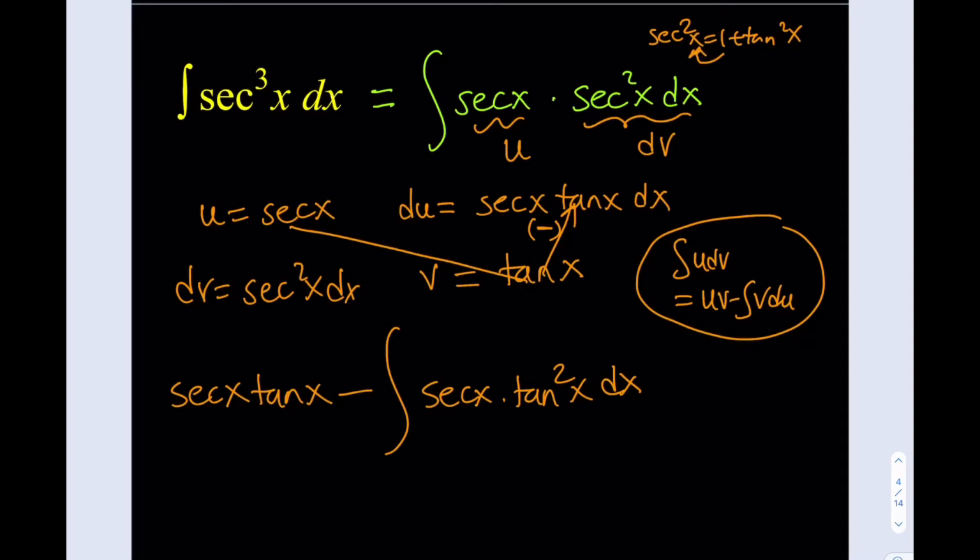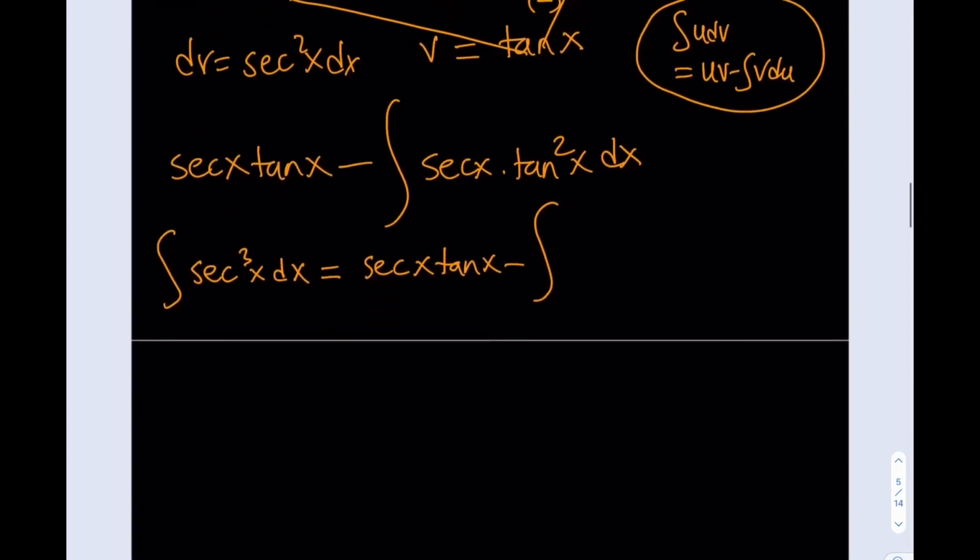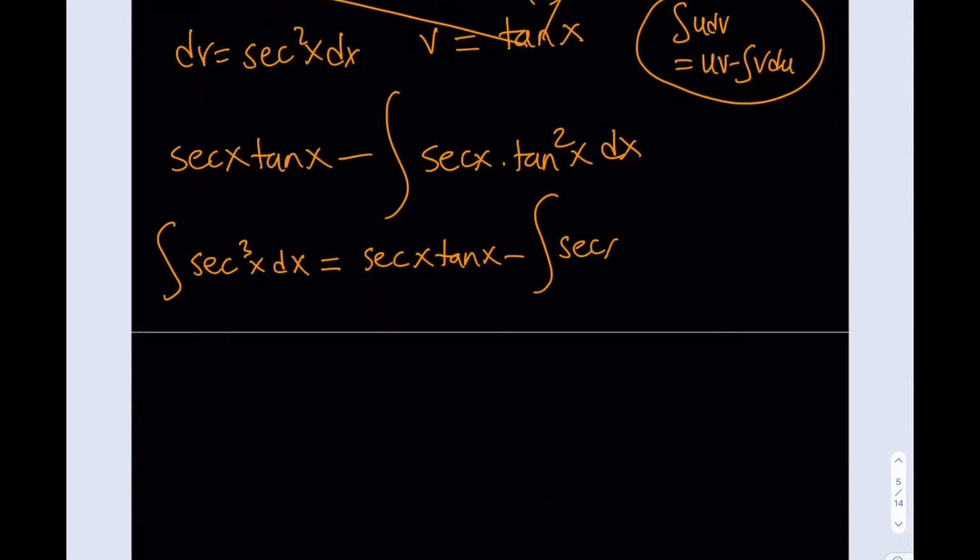But let's not forget where we come from, because that's going to be useful. So the integral of secant cubed x dx will be secant x tangent x minus the integral of secant x times secant squared x minus 1 dx. Beautiful. Now I'm going to go ahead and distribute it, and I'm going to separate these integrals. But when I separate, I've got to be careful, because negative times negative is going to be positive.